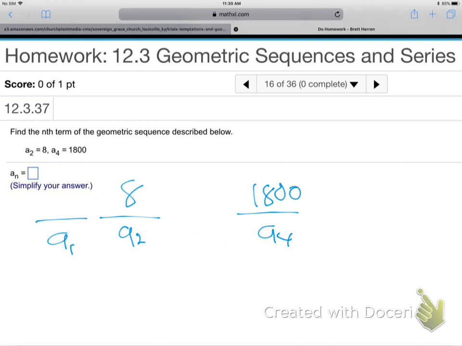Trying to find out what's being multiplied every time. Anybody have any way of doing this? Probably lots of different ways. I'm thinking of one, but you might have one. 1800 divided by 8, which would be 900, 450, 225. Is that what it is? You do that in your head? 225. Okay. So what do I do with that? What is that?